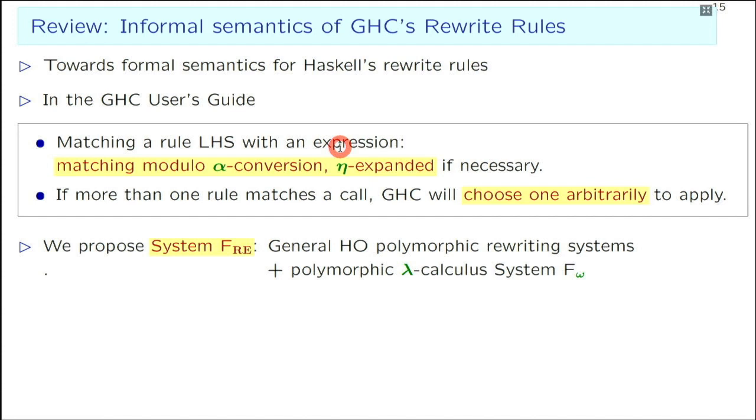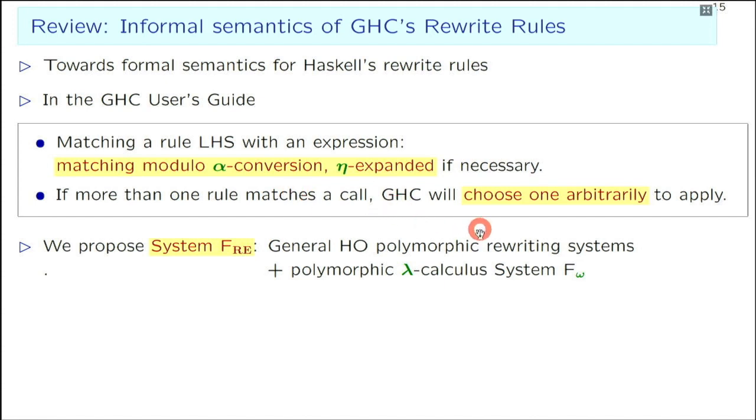But currently, it seems that there's no formal semantics. I just found in the GHC user's guide an informal semantics. It says that matching in the GHC rewrite rules is matching modulo alpha equivalence, alpha conversion, and eta expansion if necessary. And if more than one rule matches, then GHC will choose one arbitrarily.